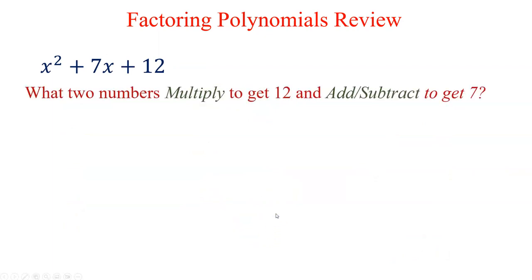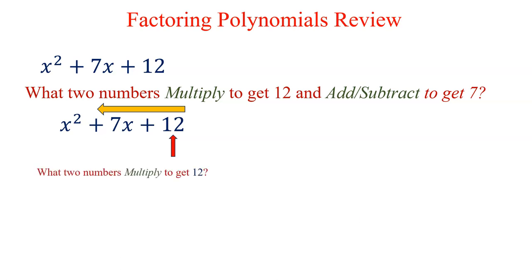We know that the 12 came from multiplying two numbers, and the 7 came from either adding or subtracting. What I would like to present is a little bit more specific and less ambiguous way of finding our two numbers. My suggestion is to simply read the problem backwards. So if we read it backwards, the very first thing we get to is the 12. And so we know that the 12 is the result of multiplying two numbers. So I ask myself, what two numbers multiply to get 12?